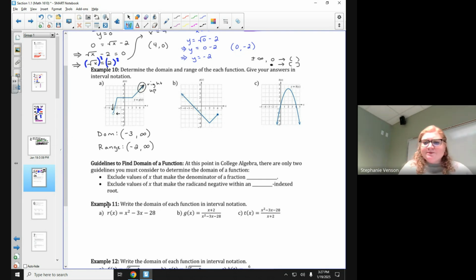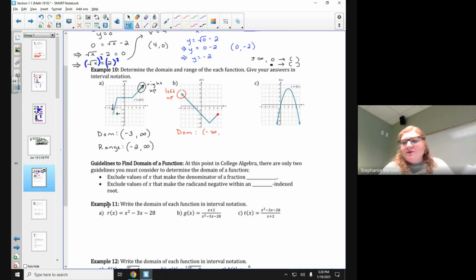Okay, let's take a look at this one. This arrow points forever to the left and it points forever up. Keep that in mind. Then we have a filled in circle stopping here. So let's talk about our domain first. Okay, well, it goes forever to the left. Forever to the left means that my domain begins with negative infinity. The fact that I have an arrow pointing to the left tells me that my domain begins with negative infinity.